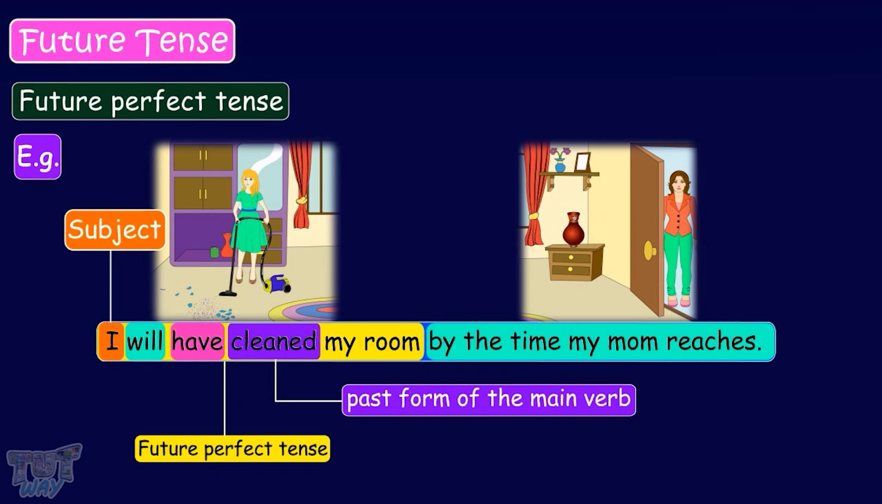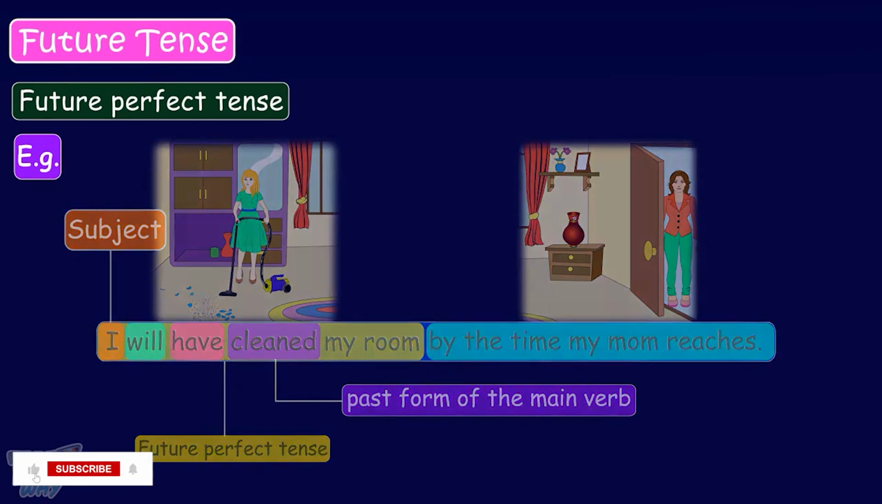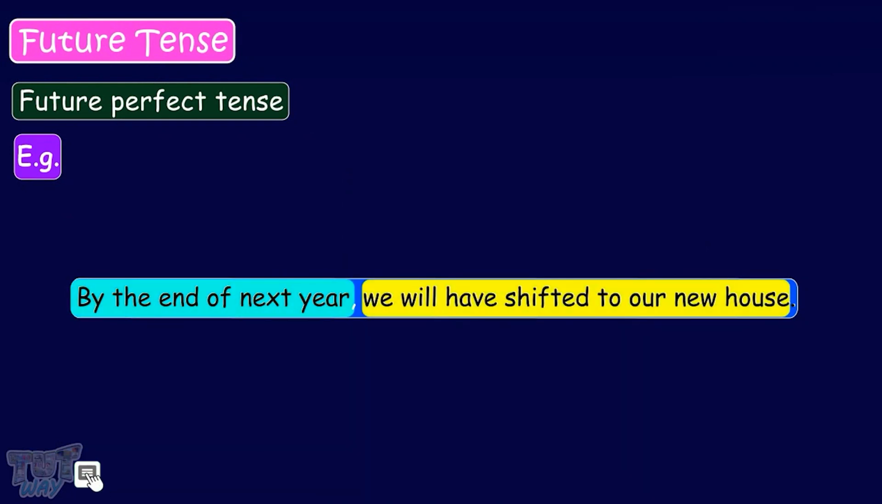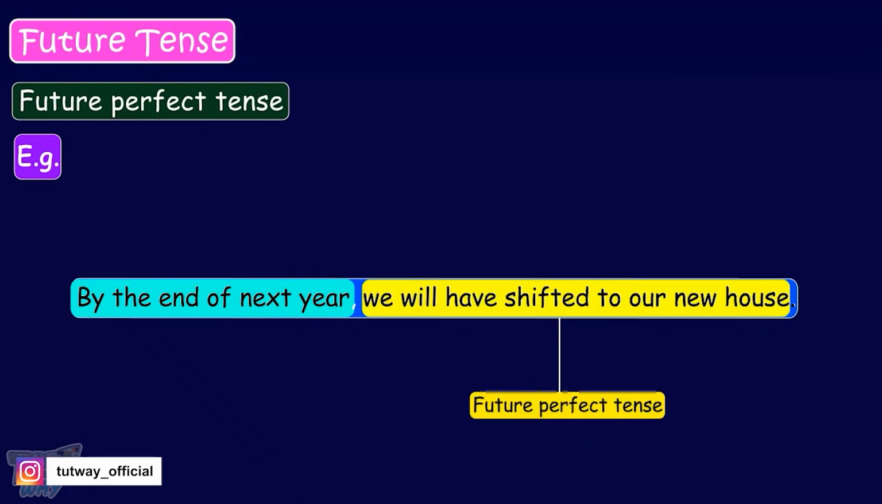Here we have another example. By the end of next year, we will have shifted to our new house. Here again, we are talking about two things that will happen in the future, and the thing that will happen first is expressed in future perfect tense. We will have shifted to our new house. This action will happen first in the future.